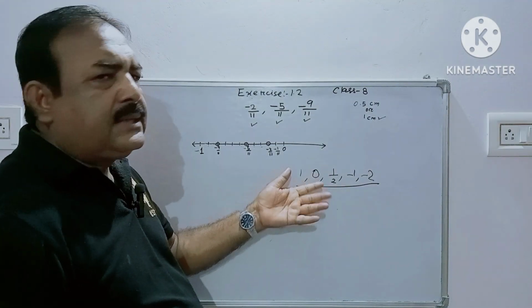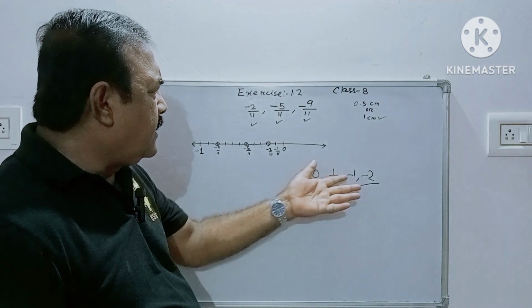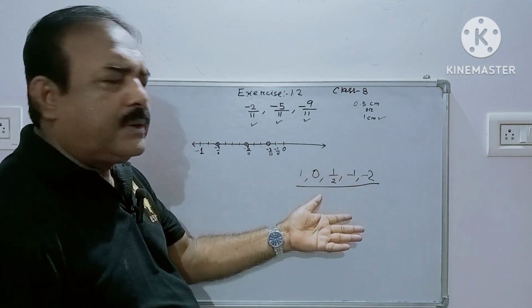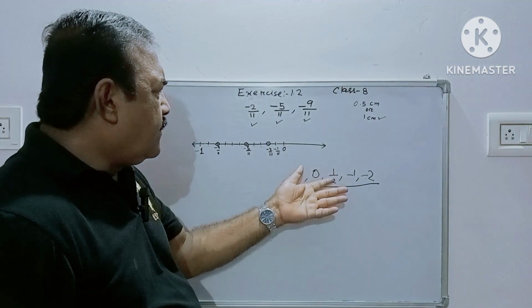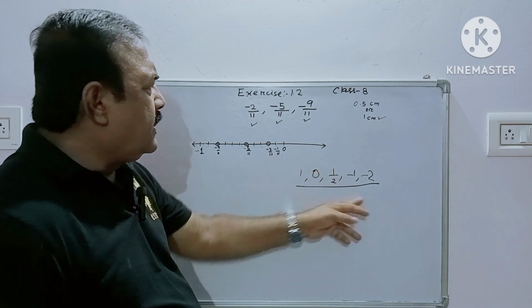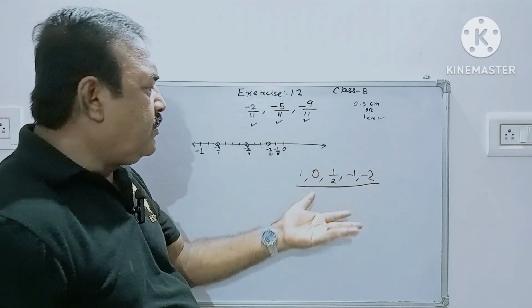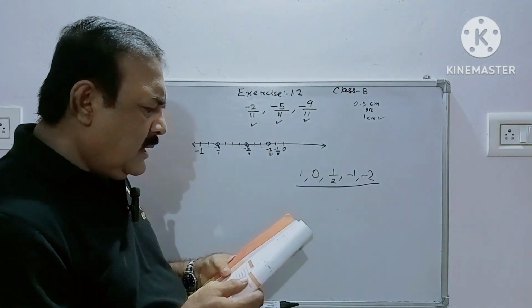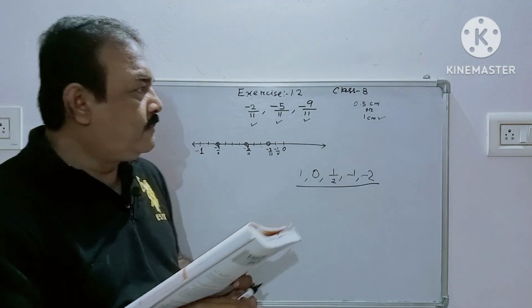And you can express 0 as a rational number, 1 as a rational number, -1 as a rational number, -1 upon 1, -2 upon 1, half. Here 1 and 2 are integers. So in p by q form you can write everything. So it depends on you. You decide. Very easy question. Then go to question number 4.